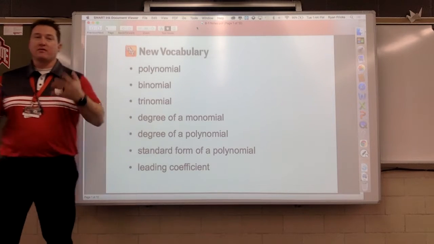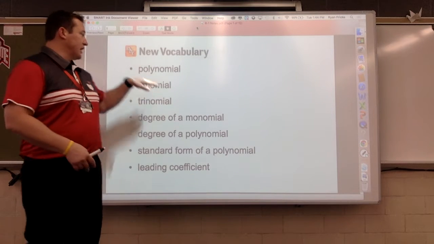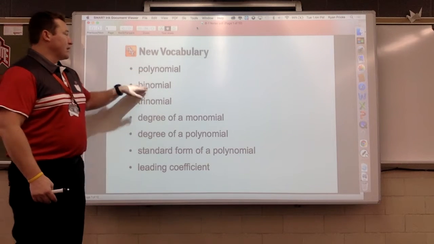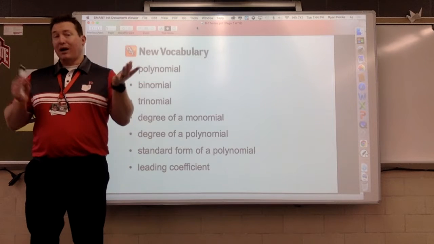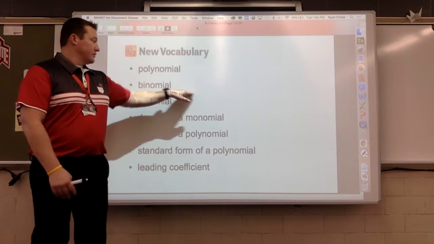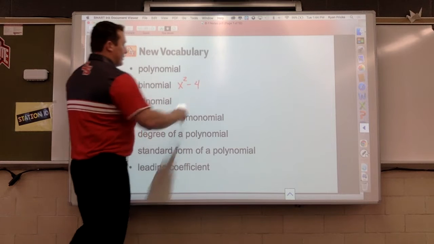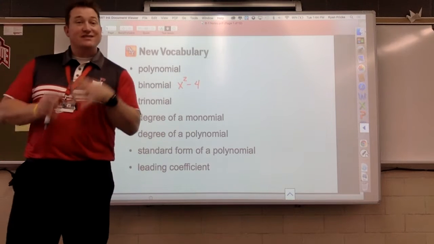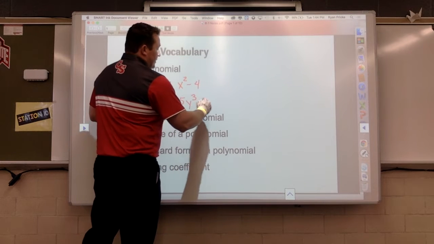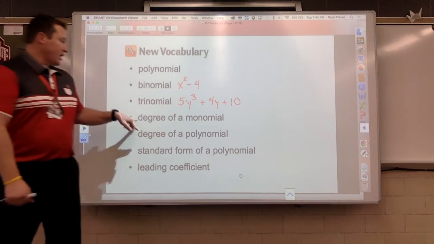Tons of new words, right? Some of them are, some of them aren't. I know we talked a little bit about these words at the beginning of Chapter 7. So polynomial, guys, this is just an expression with multiple terms in it. We have special names for certain polynomials, right? If you have two terms, you get to be a binomial. Binomial, two terms. It would look something like this: x squared minus 4. Trinomials, as the name insists, would have three terms. Maybe it looks like this: 5y cubed plus 4y plus 10. That would be a trinomial.